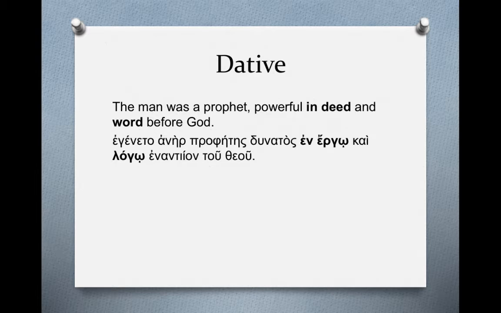The man was a prophet, powerful, and powerful is dunatos, and then comes en ergo, translated indeed. The man was a prophet, powerful indeed, and word before God. So en ergo is translated indeed, and what's interesting is logo is also the dative singular, and it follows, and it's kind of a caboose. It's part of this prepositional phrase, in word and indeed, even though the word en, or in, doesn't have to be repeated in both English and Greek. We understand that they go together, indeed and in word, before God. So ergo and logo both are dative singular because of the iota subscript.